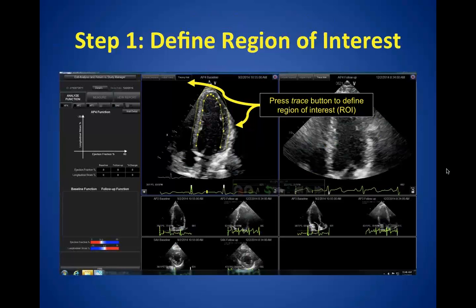Within the Epsilon software, you can really break down obtaining strain into 5 steps. Step 1 is to define the region of interest, in which you manually trace out the wall. By tracing out the endocardium of the left ventricle, it provides the region of interest. Right next to that, you can either adjust the trace or exclude a segment.